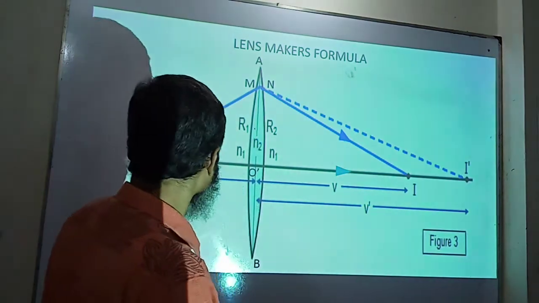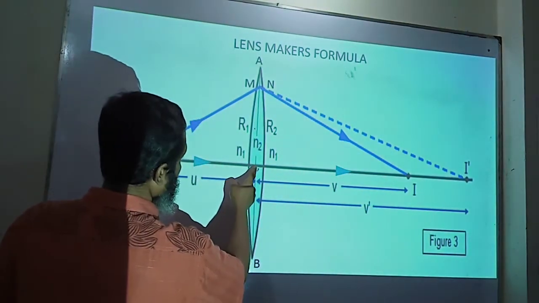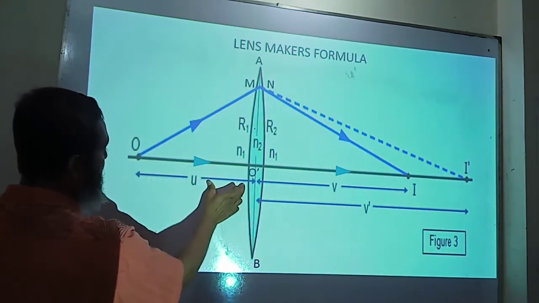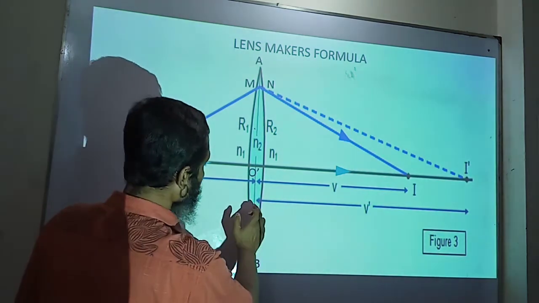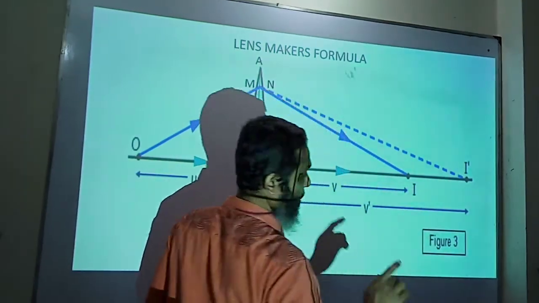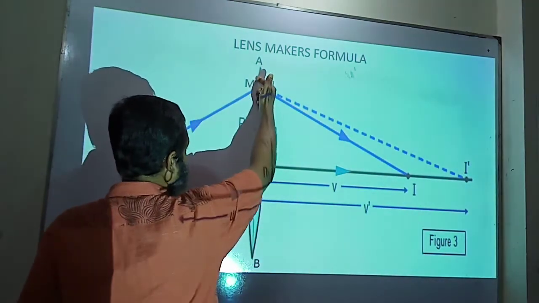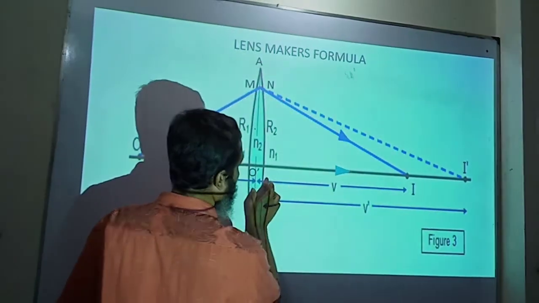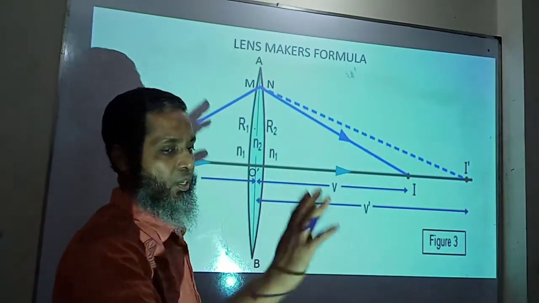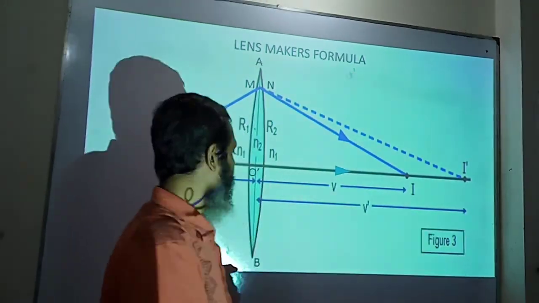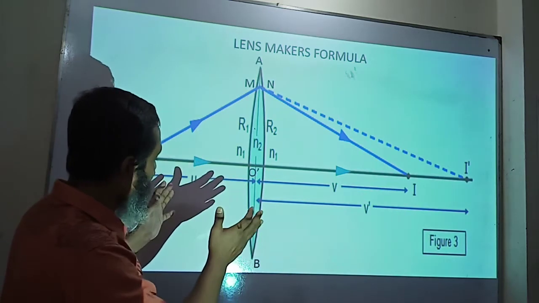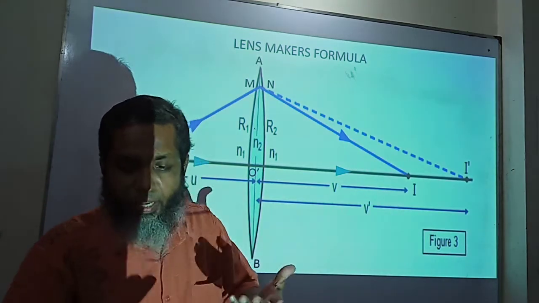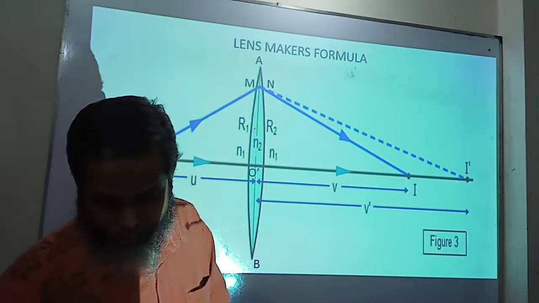This is very important. Here O prime is the optical center. This distance is the distance of the object, and V prime is the distance of the image for the refraction at the first surface, and then V prime is the distance of the object for the second surface, and V is the distance of the final real image. This is the explanation of the figure, and let us go for the calculation, finding the lens maker's formula.